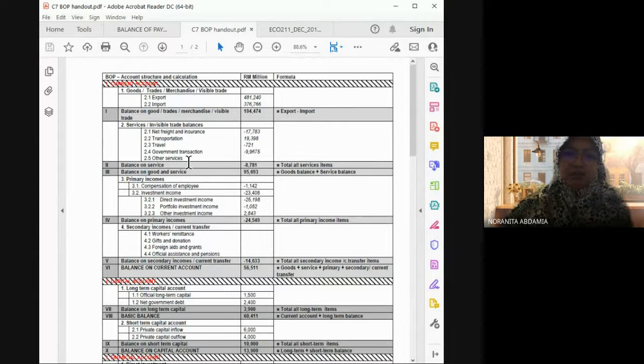Okay, we go one by one. The first sub-account is goods, or trade in merchandise or visible trade. Luckily, there are only two items, which are export and import. And for each account, as in accounting, normally there's a balance on each account. It's the same here: a balance on each sub-account, and after that, a balance on the overall account. First, for the first sub-account, the balance on goods trade, merchandise or visible trade.